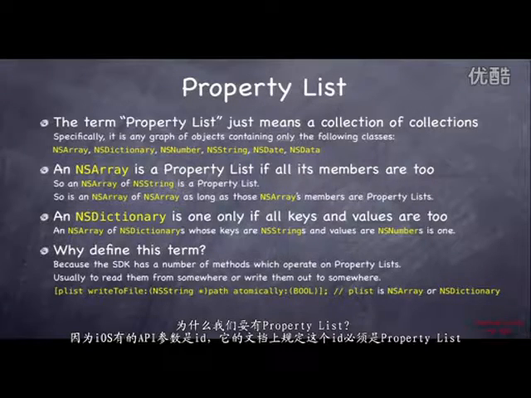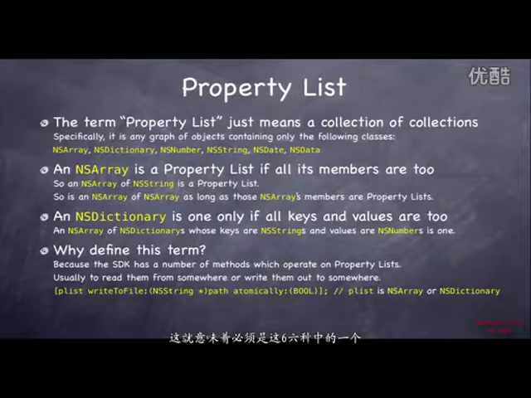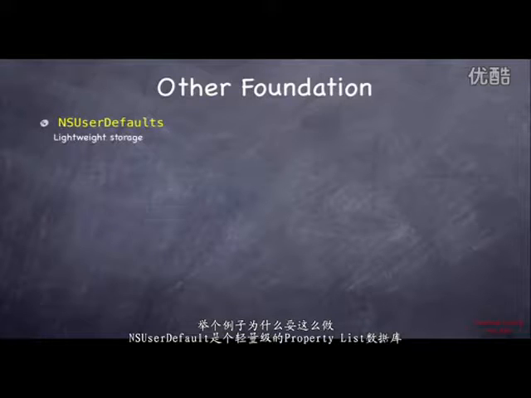Why do we define this term property list? Why do we say property list? Because we have API in iOS that takes an ID, and the documentation will say, this ID must be a property list. Okay? And that means it's got to be one of these. And for example, what is an example of where we do that? It's NSUserDefaults. This is my last slide.